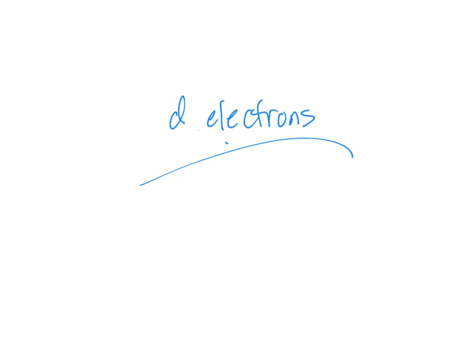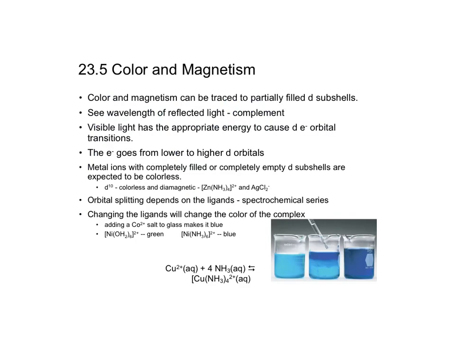An unusual way to start a section, but I want to say this section is really about d electrons. In your textbook, it's entitled Color and Magnetism. You can trace that to partially filled d subshells, and when we observe a color, we see the wavelength of the reflected light. We see the complement.